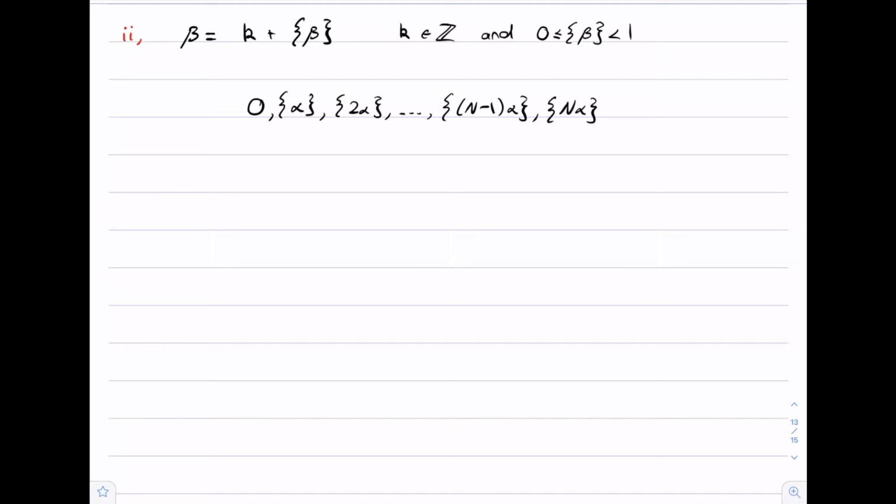But the question is, how do we use it? How do we apply it? Now, the question itself has actually given us a bit of a hint. It's saying by dividing the interval 0 to 1 into sections. So what I'm going to say is to consider the following partition.